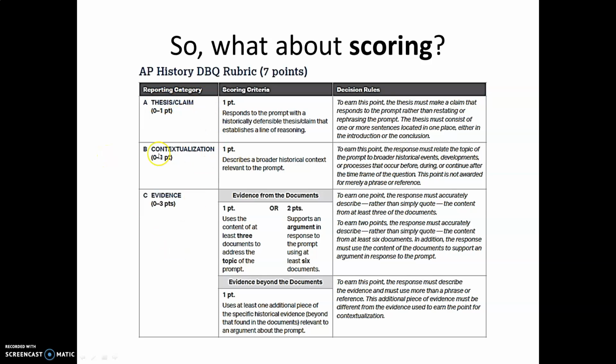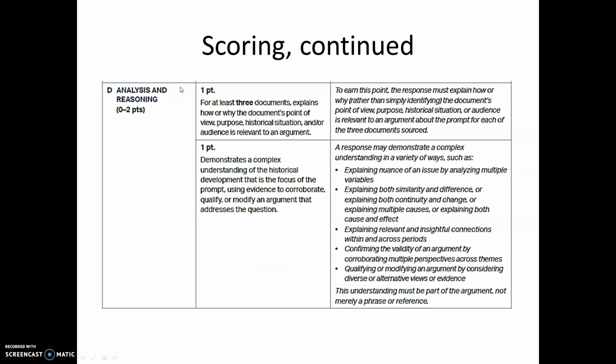All right, so thesis, you contextualize, possibility of 3 evidence points. For analysis and reasoning, a point for HAP. HAP for at least 3 documents. How or why: the historical situation, audience, purpose, point of view. So HAP. You have to explain how or why it's relevant. And then we have 1 point for complexity. This is called the unicorn point because it's exceptionally difficult to earn. Very few students nationwide earn this. So you really have to be on your game.